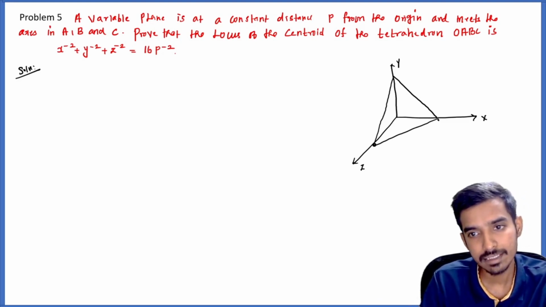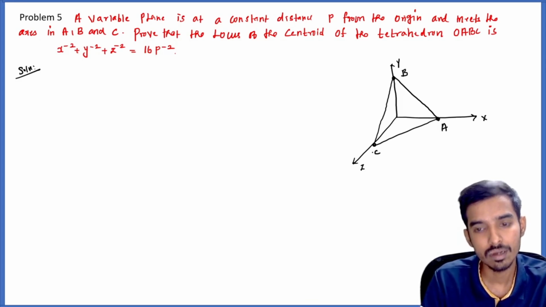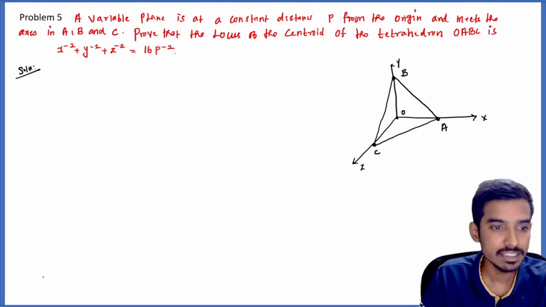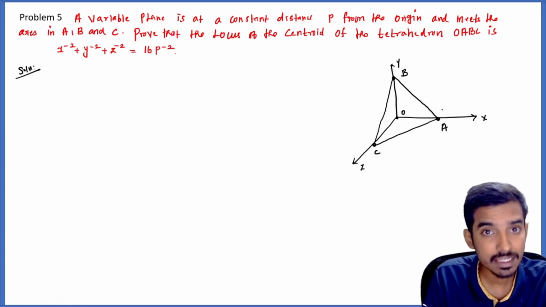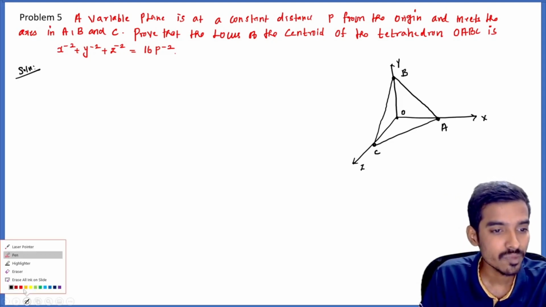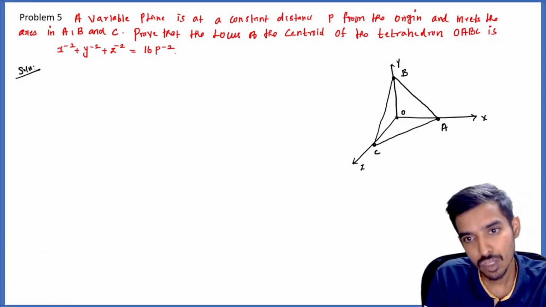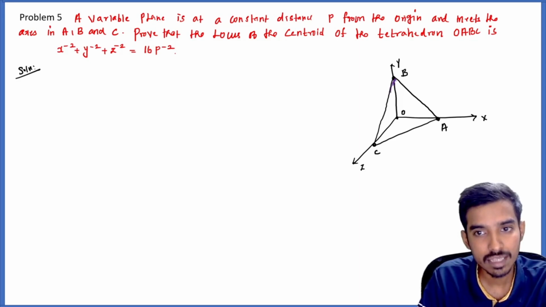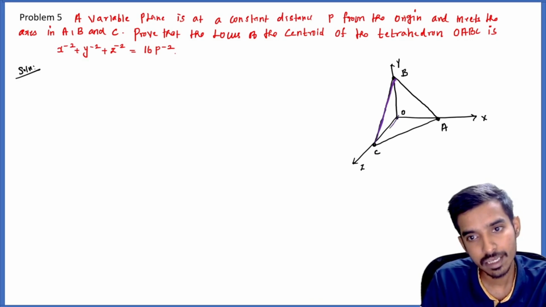So it meets the axes at A, B, C respectively. Now, this is the origin, right? If you see ABC, it is a triangle. If you see OABC, it is a tetrahedron. Yes or no? Seen only as A, B, C, it is a triangle. Seen as OABC, it is a tetrahedron, right? So you can see it is a tetrahedron.